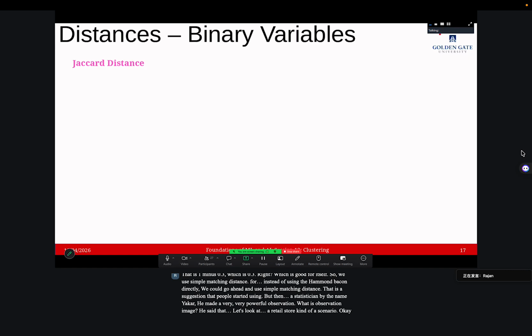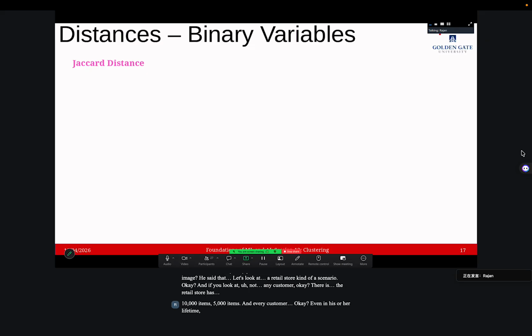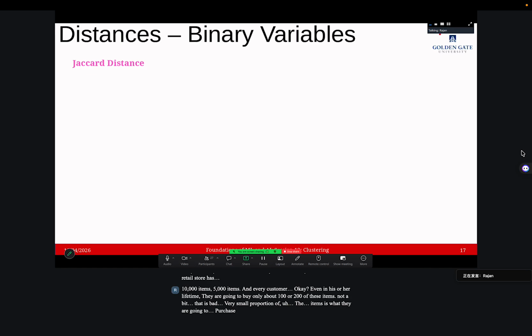Okay, and if you look at any customer, the retail store has 10,000 items, 5,000 items, and every customer, even in his or her lifetime, is going to buy only about 100 or 200 of these items. That is a very small proportion of the items that they are going to purchase.